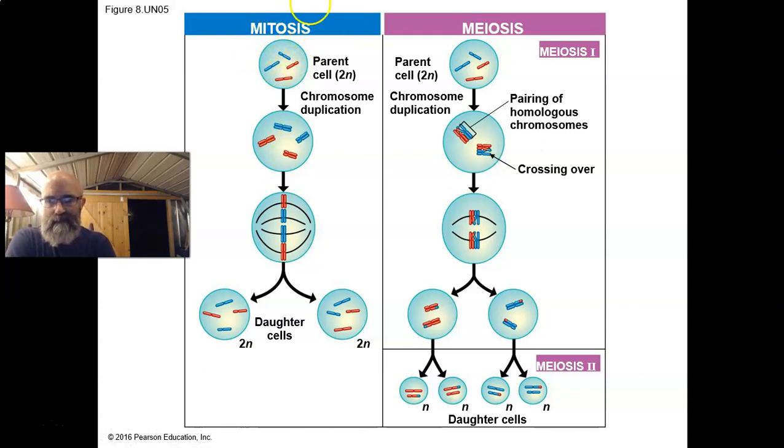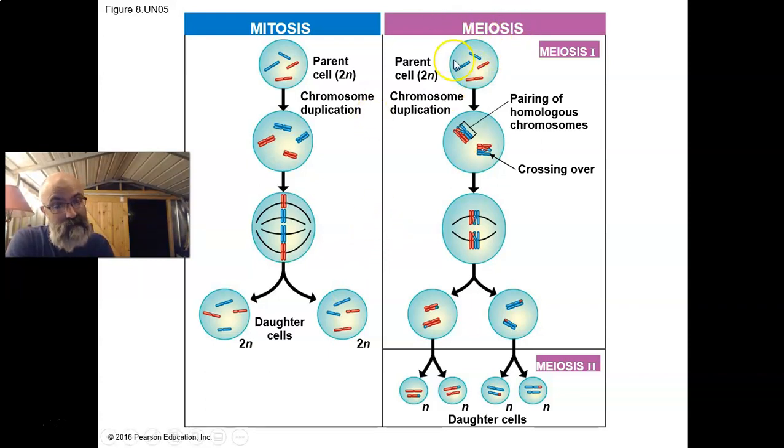We take that cell. Each of the blue chromosomes gets duplicated. Each of the red chromosomes gets duplicated. During the M phase, we line them up in the middle. We separate them so that 1, 2, 3, 4 copies goes here, 1, 2, 3, 4 copies goes there. And in the end, if you couldn't see this diagram, this parent cell and these 2 daughter cells should look exactly the same. Okay? It should produce an exact copy.